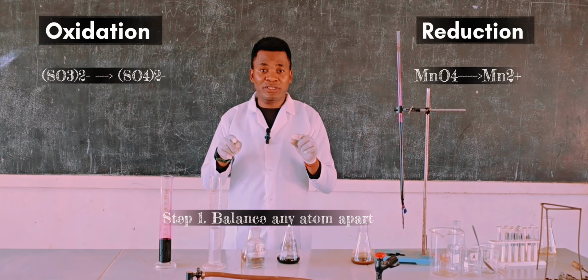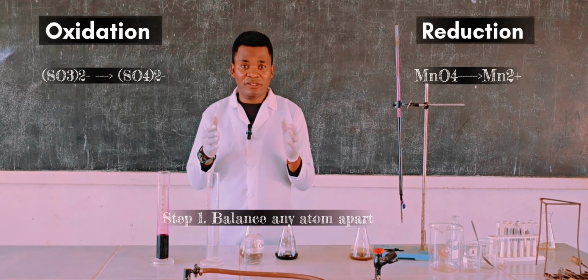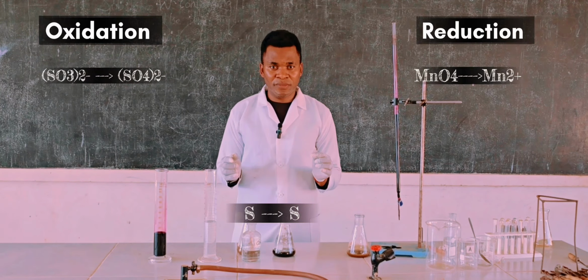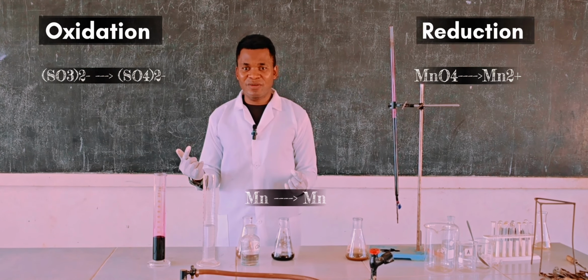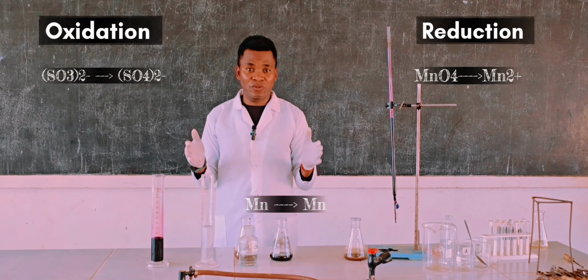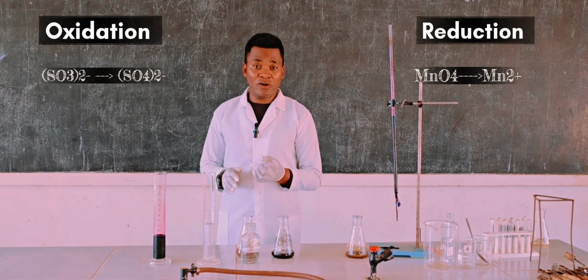When I'm checking my first equation, the oxidation, I have one sulfur on both sides, which means it has balanced well. While in the second equation, the reduction, I have manganese 1 on this side and manganese 1 on the other side. It means the atoms are balanced well. Next step is to balance oxygen.